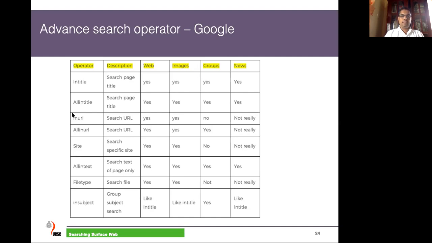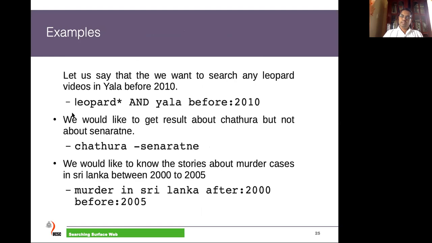So I have taken out some important operators which are helpful to gather intelligent information. So let's take some examples to understand what we discussed so far. Let's say we want to search for information about leopards in Yala, to find out how many leopards are killed in the area or how many leopards appear in the particular area in Yala.